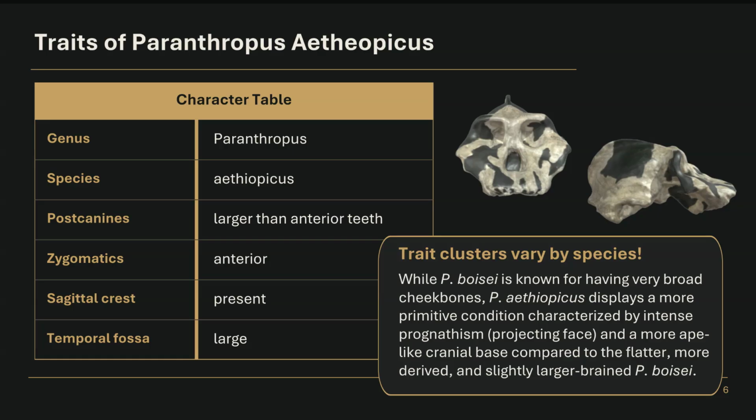Wood and Constantino, 2007, emphasize that robust Australopith diversity should be interpreted through species-specific combinations rather than through a single generalized robust template. To summarize, aethiopicus's strongest signals are large postcanines, anteriorly placed or flared zygomatics, sagittal cresting, and large temporal fossae. These traits work together as a masticatory complex. Brain size and prognathism may help with species-level comparison, but the robust chewing apparatus carries the primary identification.